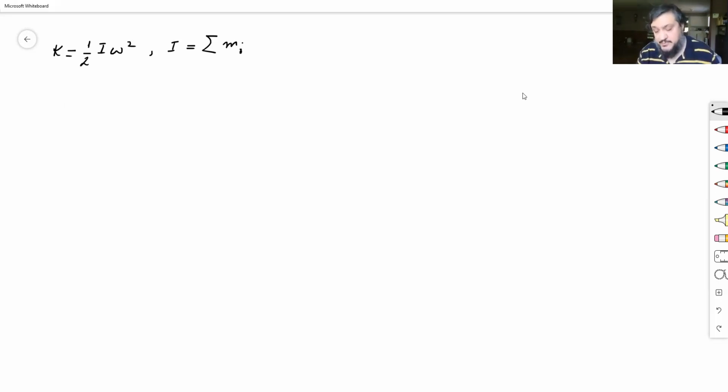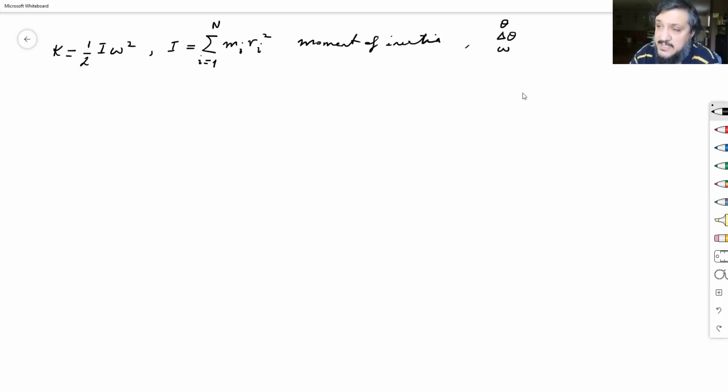It could be a discrete mass distribution or a continuous uniform or non-uniform mass distribution, where mi is each mass and ri is the distance from some axis of rotation. All right. So if the object is made of, let's say, n particles, the moment of inertia is this sum here. Moment of inertia. So using the kinematics variables, theta, the angular position, or delta theta, angular displacement, angular velocity, omega, and angular acceleration. We know how to do kinematics in the case of rotational motion.